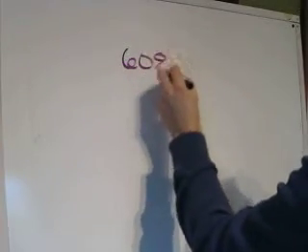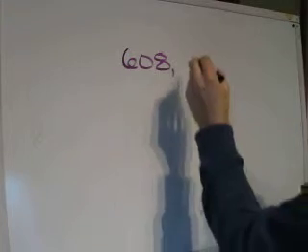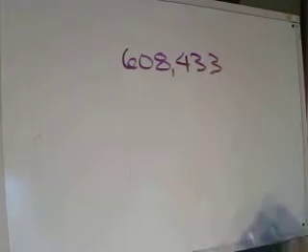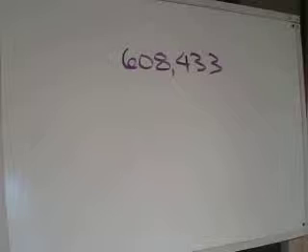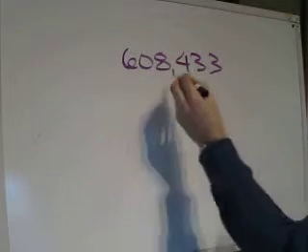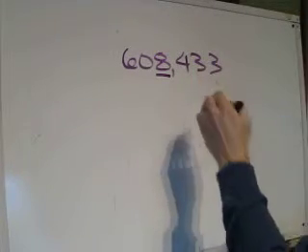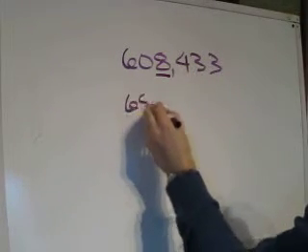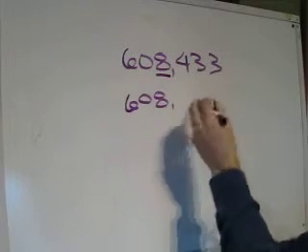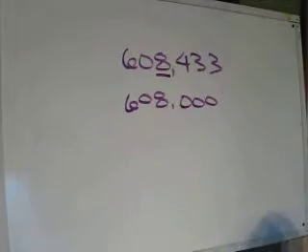Alright, well, let's look at number 38. 608,433. And again, the instructions say round to the nearest thousand. There is my thousands again. This number here is less than 5, so my 8 stays the same, and everything to the right of my 8 turns into a 0. And that's all there is to that. So not much help needed with rounding. Not too bad at all.